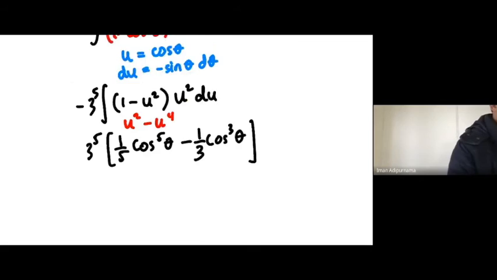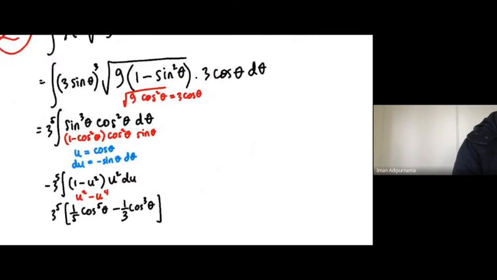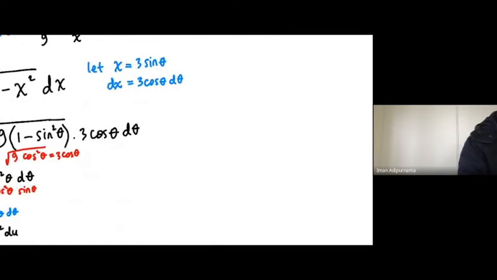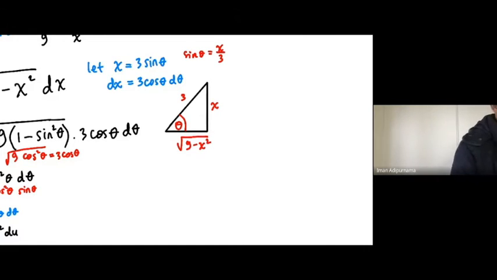Cos theta. Again, we can use the triangle. Look for the triangle. So sine theta is x over 3. So x and 3, and this becomes the square root of 9 minus x squared. So cos theta is, right, okay.